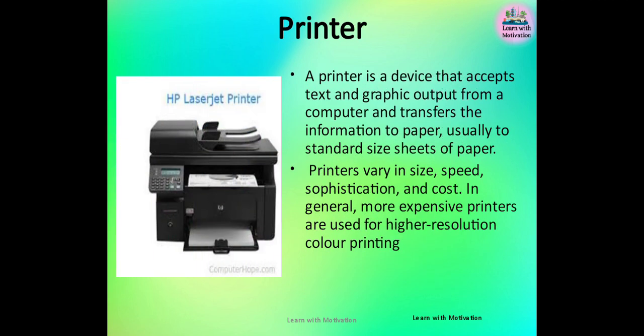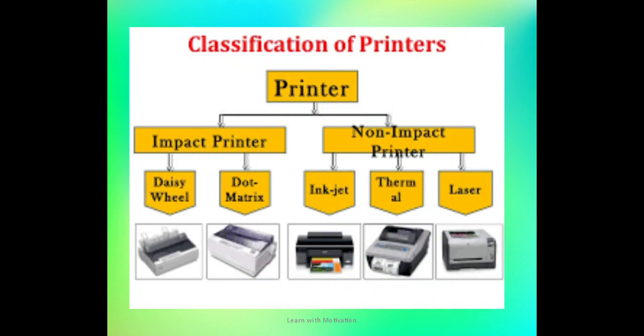Printer. A printer is an output device that accepts text and graphic output from the computer and transfers it onto paper. That paper is called a printout and also a hard copy. Printers vary in size, speed and sophistication. We can further classify printers into two parts, impact printers and non-impact printers. Examples of impact printers are daisy wheel and dot matrix, and examples of non-impact printers are inkjet, thermal and laser printers.